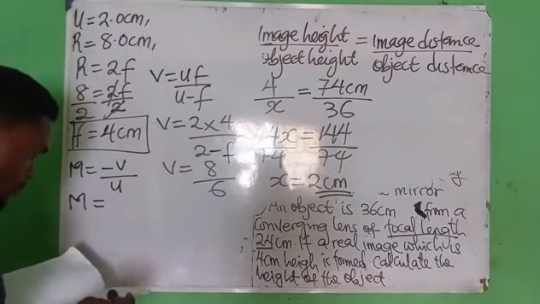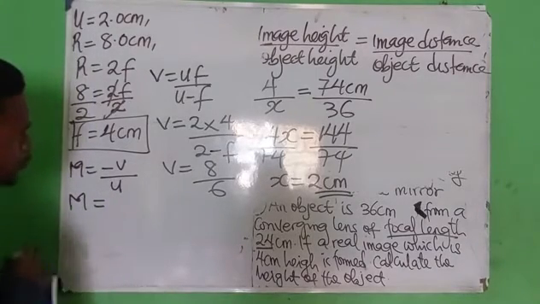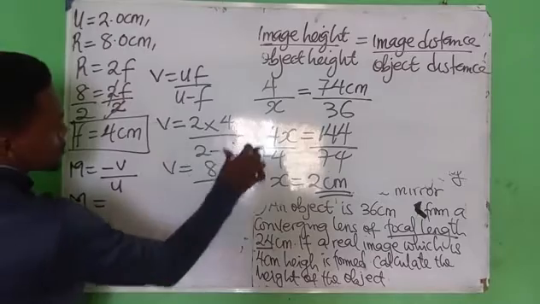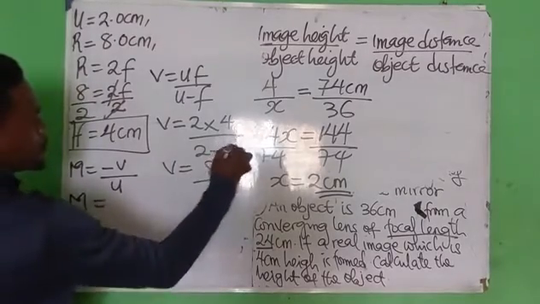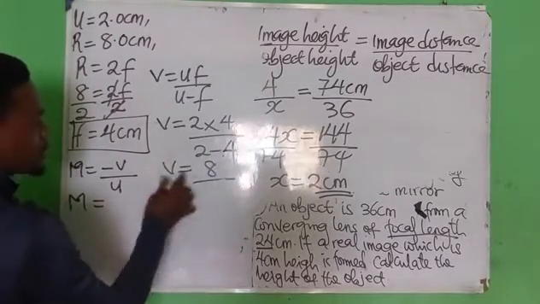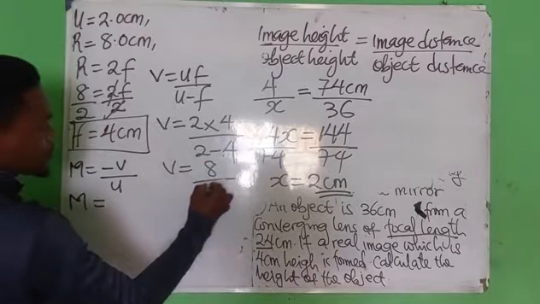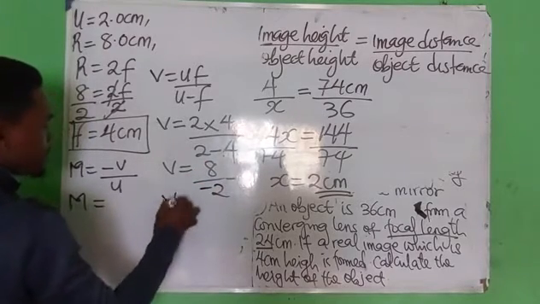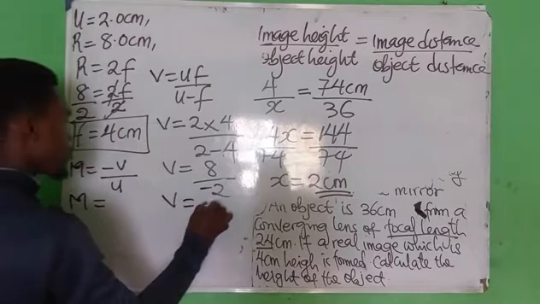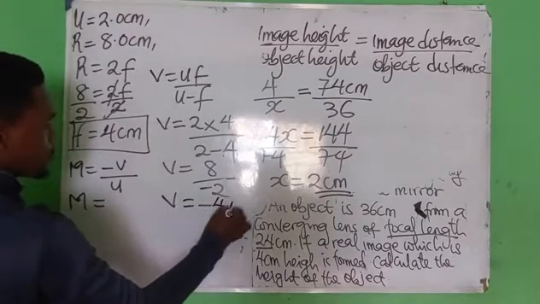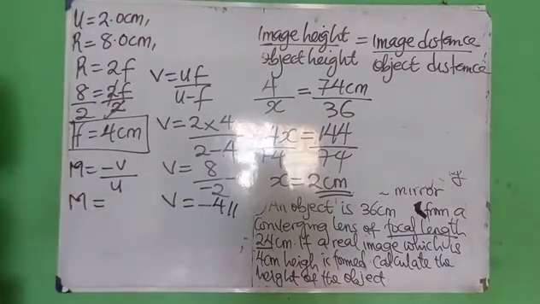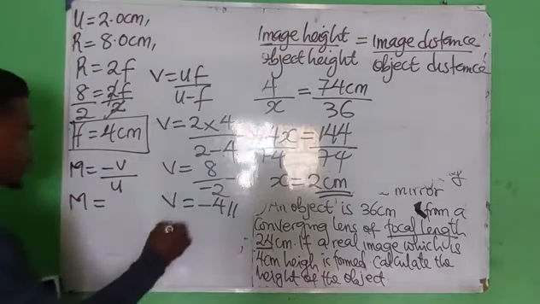Minus f, which means that, 2 minus f is what? Minus 2. So I now have that v is equal to minus 4. Alright? I have my v as minus 4. If it's minus 4, it means that the image is virtual.